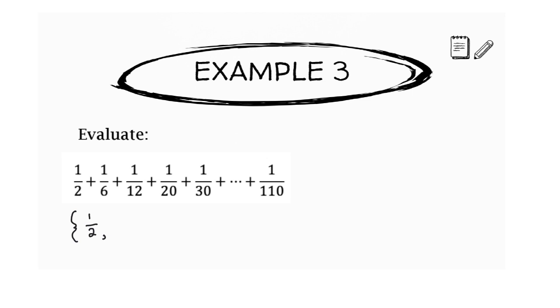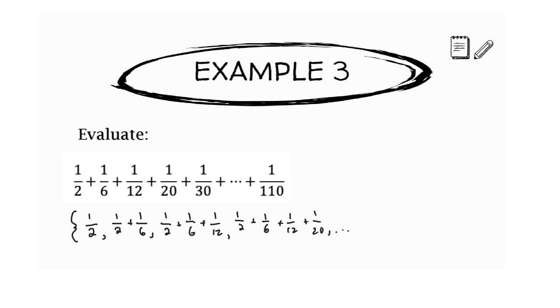The second term in my sequence will be the sum of the first two terms, 1/2 plus 1/6. The next term in my sequence will be the sum of the first three terms, 1/2 plus 1/6 plus 1/12. Where's this all headed? Look at the fourth term. It'll be 1/2 plus 1/6 plus 1/12 plus 1/20. Okay, so what? It'll keep going like this.